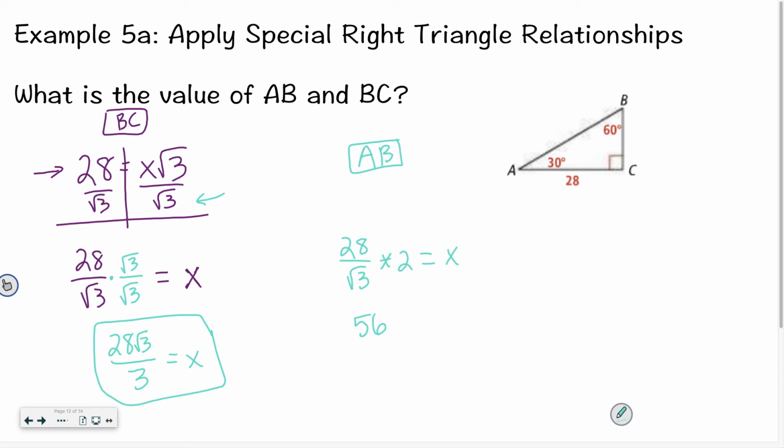That means that over here I would have 56, because 28 times 2 over the square root of 3 equals x. Again, I want to simplify that radical, so I'd multiply by the square root of 3. So I'd have 56 square root of 3 on the top, and the square root of 3 times square root of 3 is the square root of 9. The square root of 9 is just 3. And again, 56 divided by 3 is a decimal, so I'm just going to leave it like that, and that would be my answer for AB. So BC was my short side, and AB was my hypotenuse.